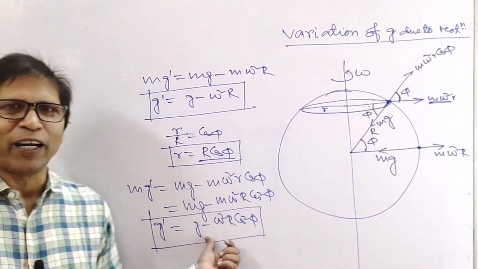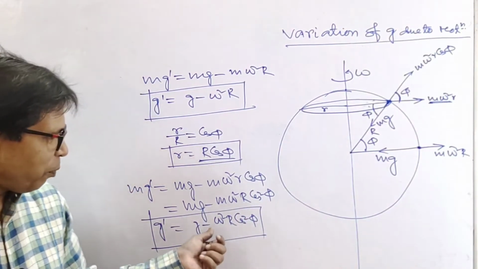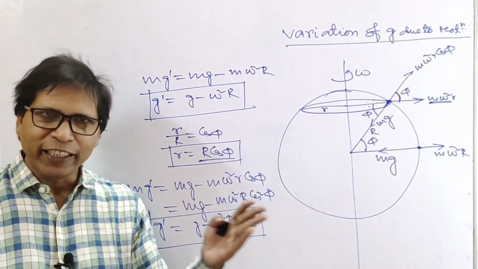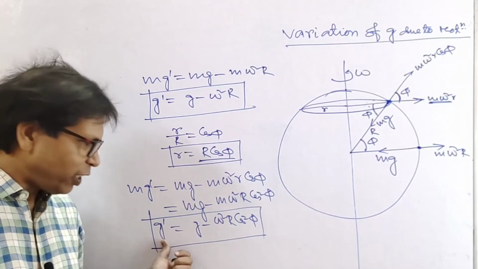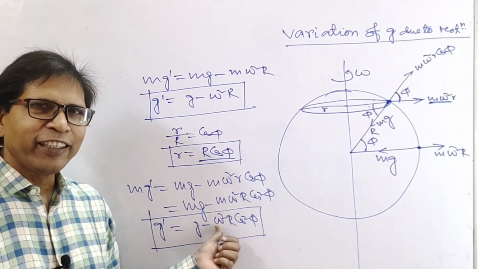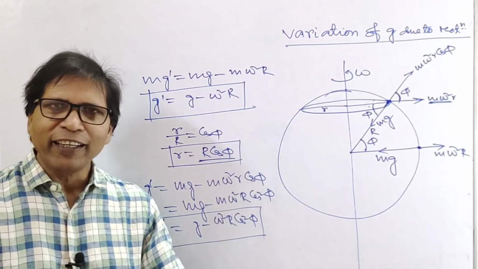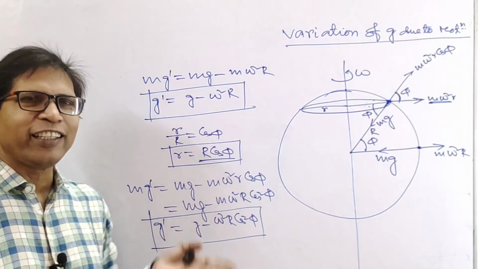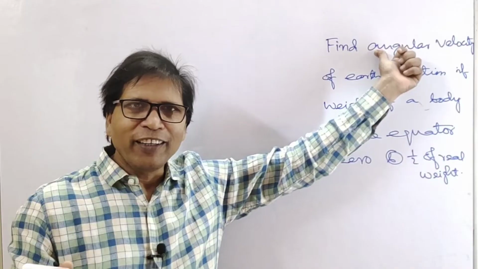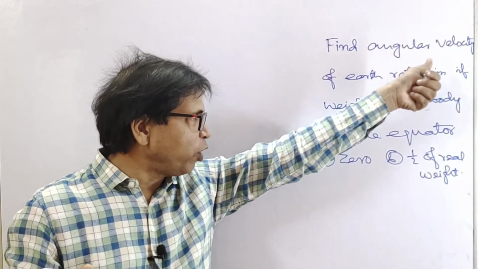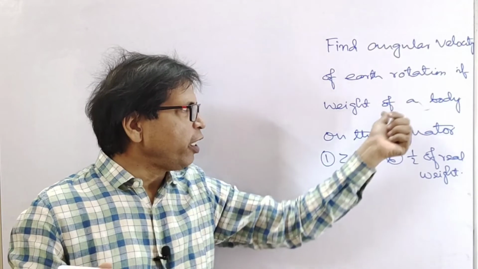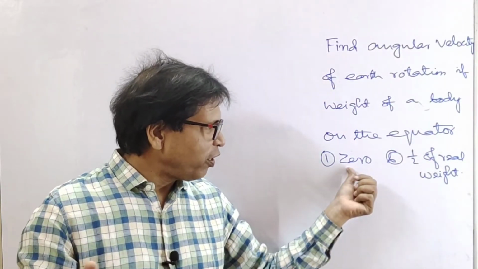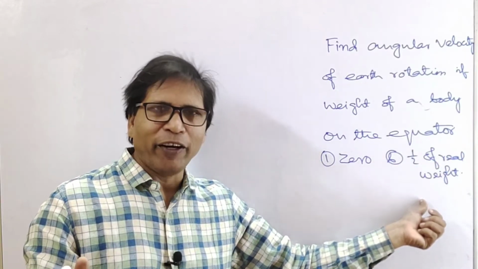If the angular velocity of earth's rotation increases, then acceleration due to gravity decreases. If earth stops rotating, then the negative term vanishes, so g increases. Now a numerical: find the angular velocity of earth's rotation if the weight of a body on the equator becomes 0 and half of its real weight.